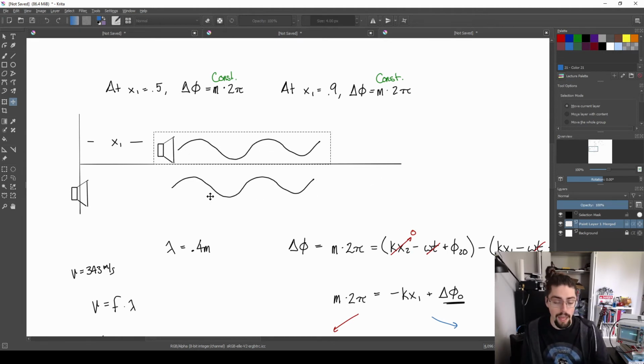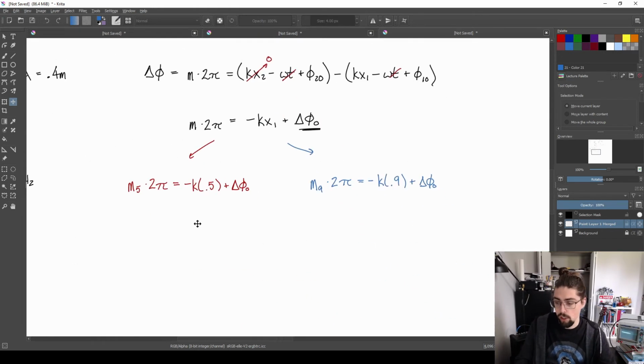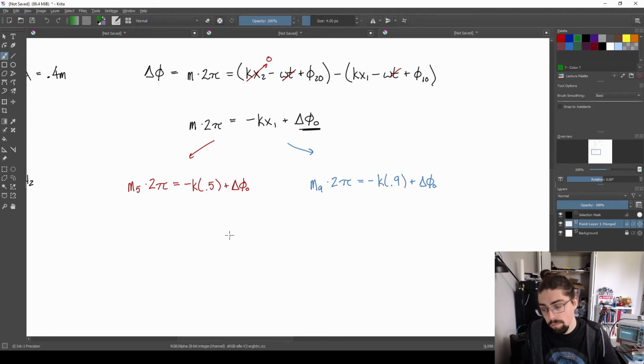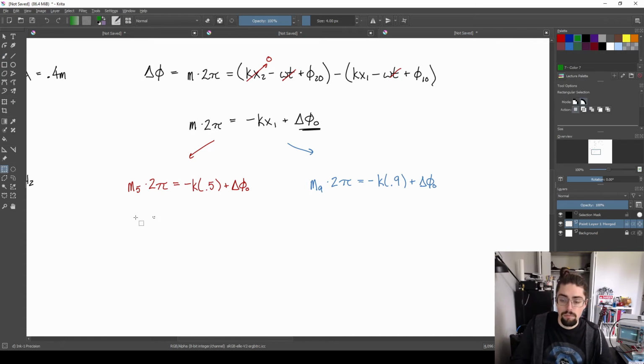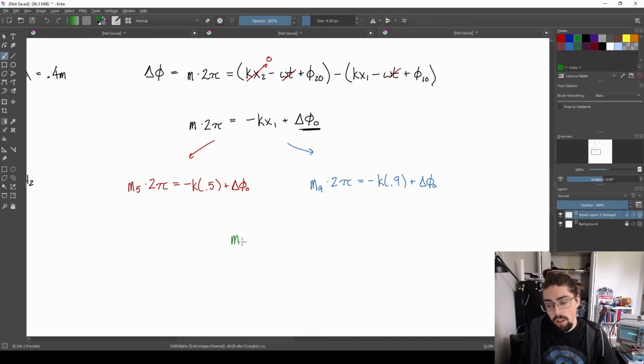I'm going to use that fact to say M5 plus one more oscillation is equal to M9. Whatever M5 actually was, it doesn't matter what it is. I know that 9 was one more than that. So now I subtract these two.